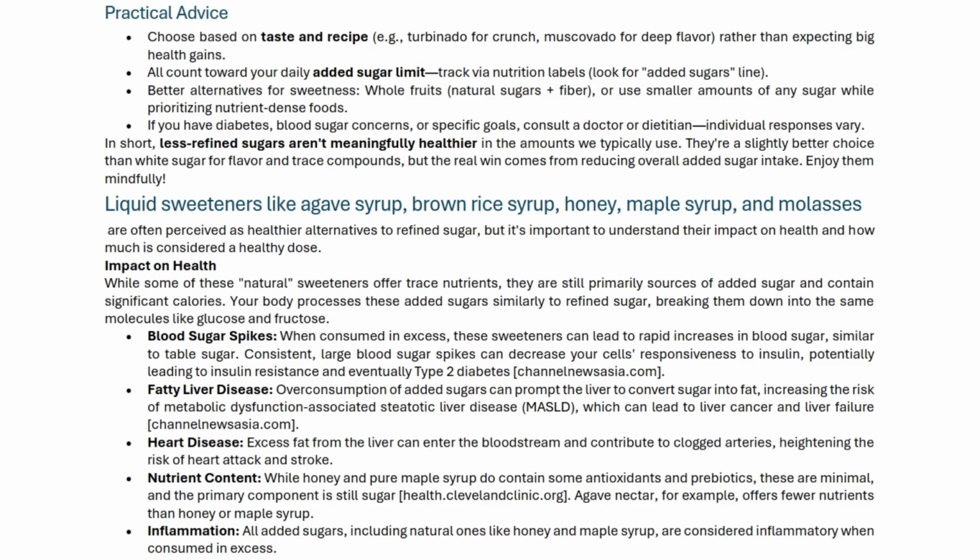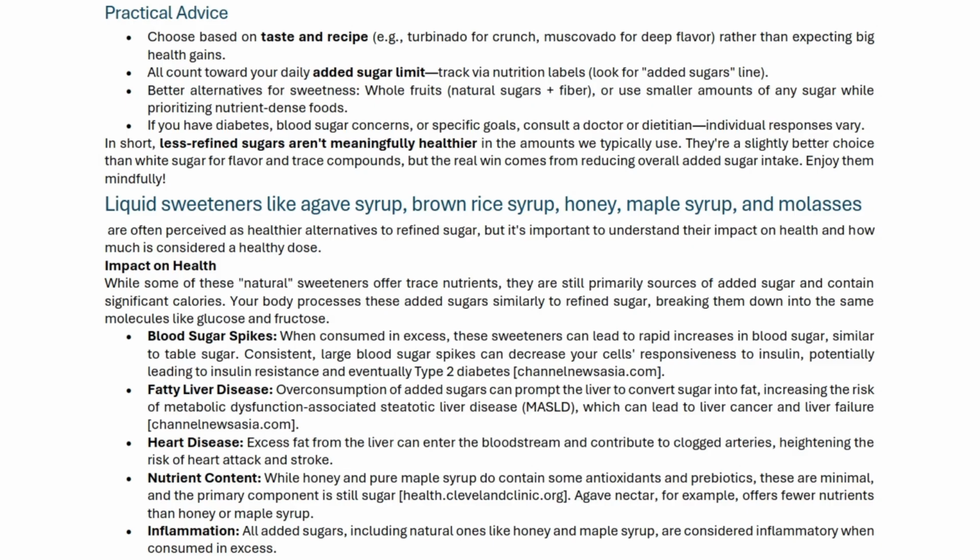It is essential to recognize that all types of added sugars contribute to your daily limit, so tracking intake through nutrition labels is advisable, specifically looking for the added sugars line. For healthier sweetness alternatives, consider whole fruits, which provide natural sugars along with fiber, or use smaller quantities of any sugar while focusing on nutrient-dense foods. Individuals with diabetes, blood sugar issues, or specific dietary goals should seek guidance from a healthcare professional, as responses to sugar can vary significantly among individuals.